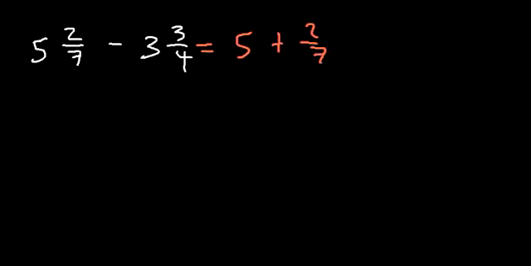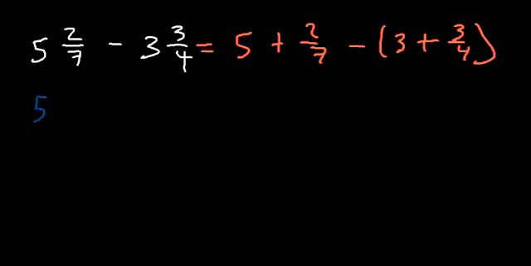Try this one. 5 and 2/7 minus 3 and 3/4. So if you want, you could convert these into an improper fraction. Or you can do it this way. 5 plus 2/7 minus 3 plus 3/4. But you got to distribute the negative sign for this to work.